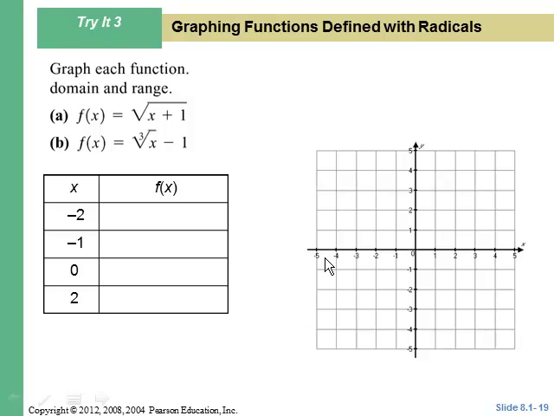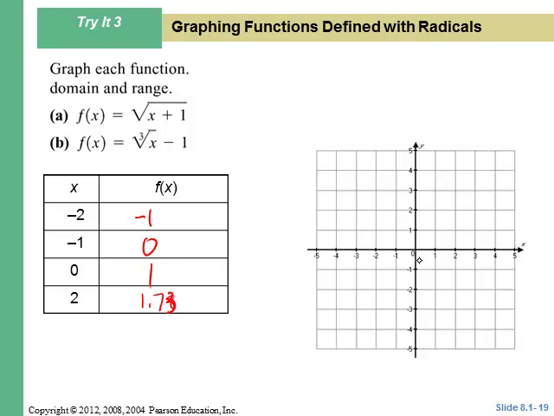Okay, do we have to do 2 of these? Yep. Okay, so for the first one, negative 2 plus 1 is negative 1, doesn't exist. Negative 1 plus 1 is 0. 0 plus 1 is 1. 2 plus 1 is 3. Square root of 3 is 1.78, I think. Second function, square root, 3 is 1.73.